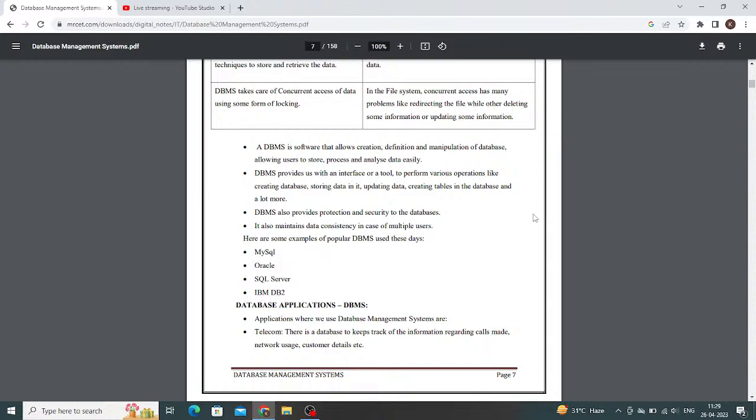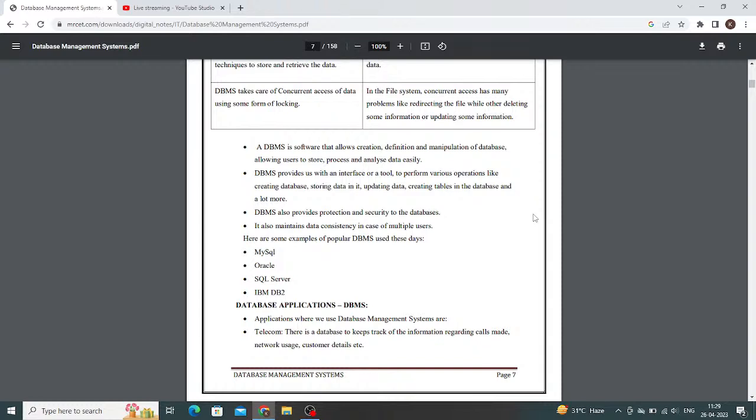Here are some examples of DBMS used these days. That is MySQL, where we are storing data through the HTML document and CSS file. We are generally making websites. Second is Oracle, which is popular. Okay, SQL Server, where the XAMPP server is generally present on that side. We have to enable all the options present inside that. IBM DB2. Okay, these are some popular DBMS examples.